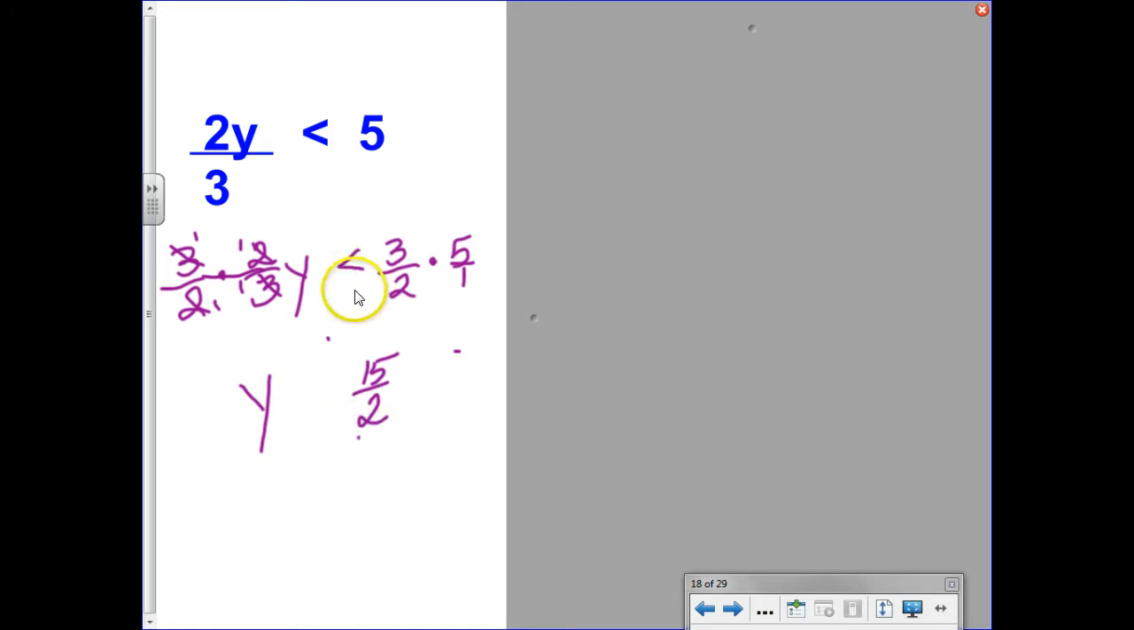The question is, flip or not to flip? I multiplied both sides, but I multiplied by a positive number. 3/2, even though it's a fraction, is positive. That means your symbol stays the same. Okay? It stays the same.